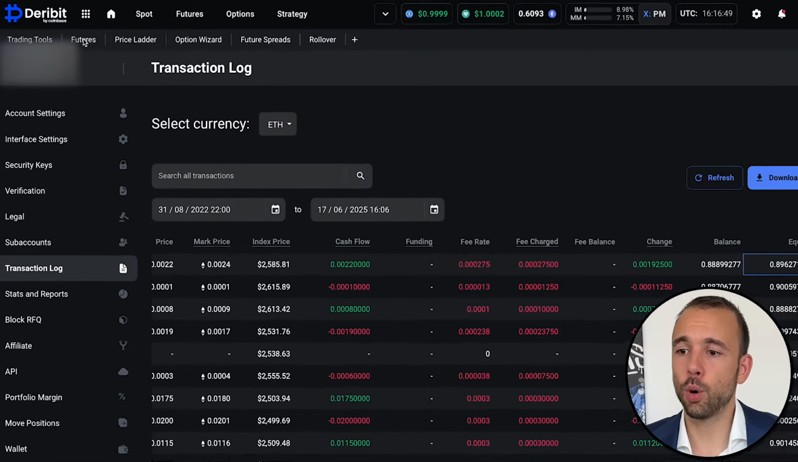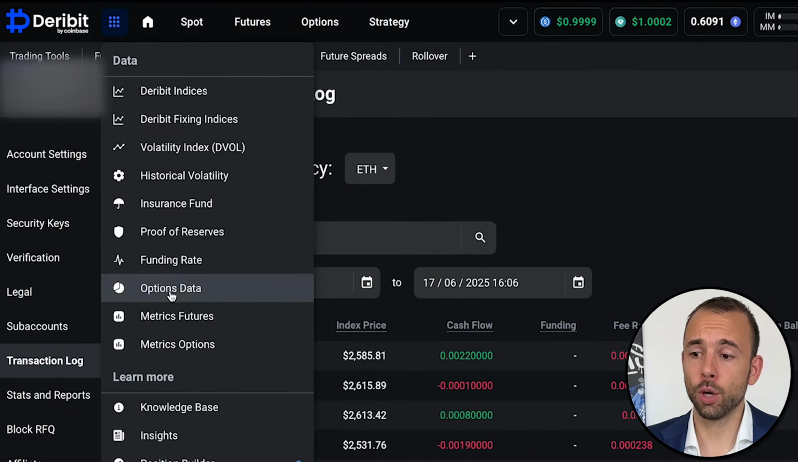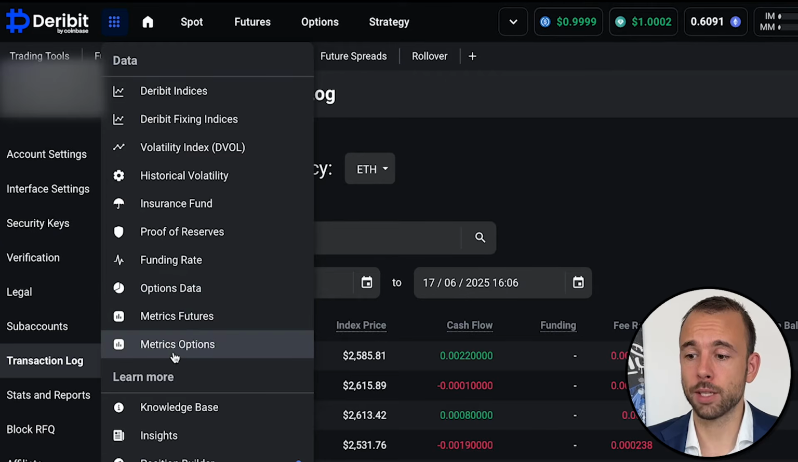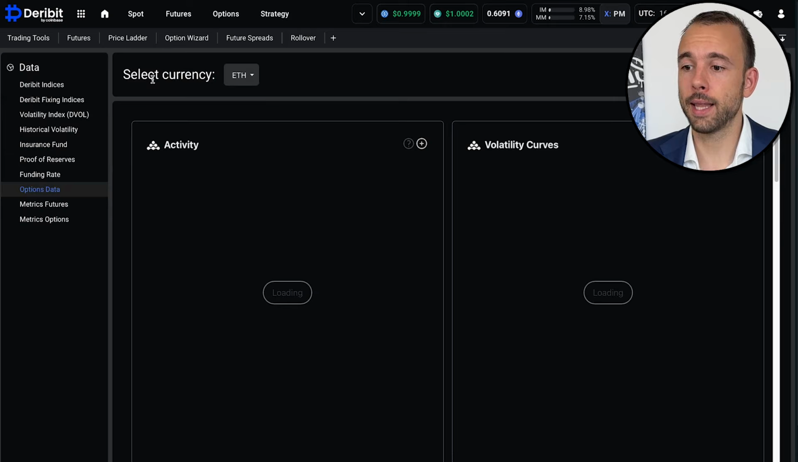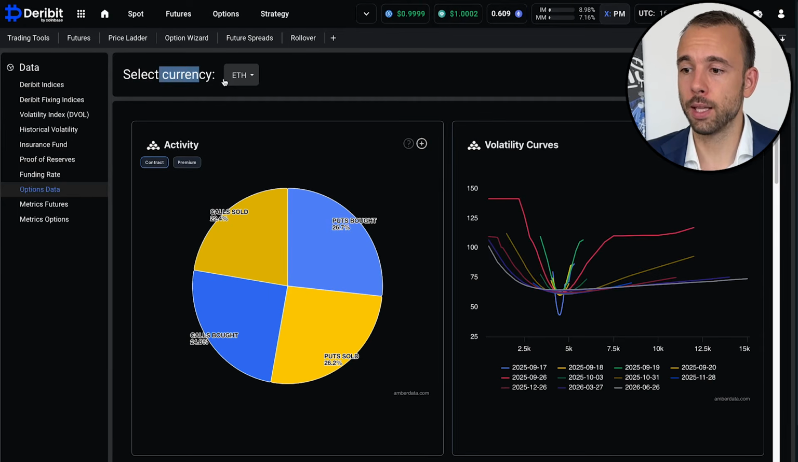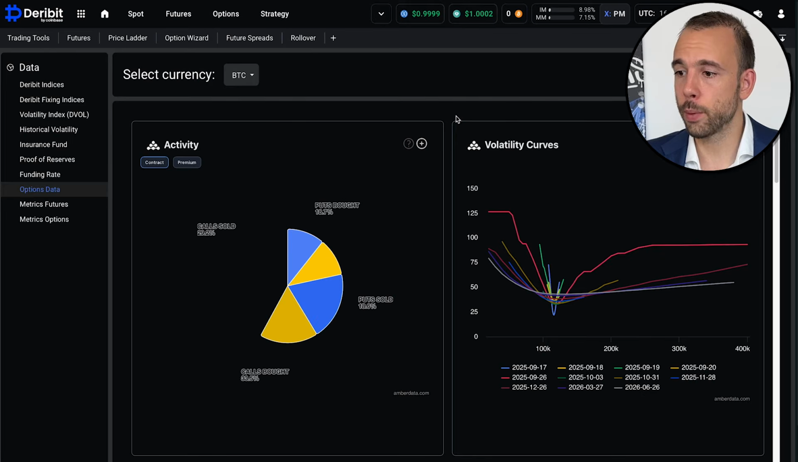And now let's take a look at the analytics that Deribit has to find the best opportunities in the market. To find all available analytics, we have to click on this icon and click on options data or metrics options. So let's start with the options data. So here we can select the currency that we would like to analyze. So let's select Bitcoin. And let's look at what we have here.